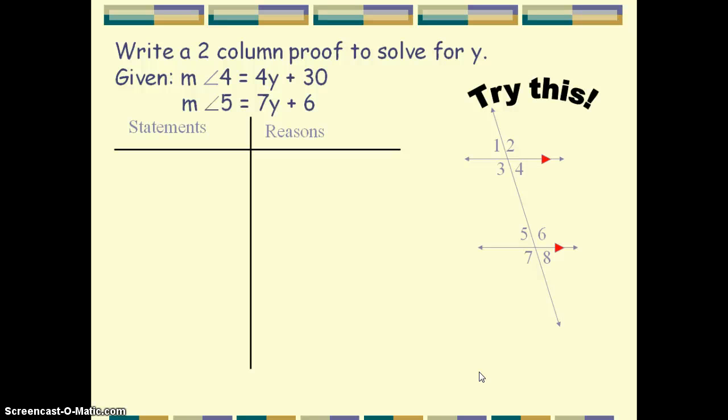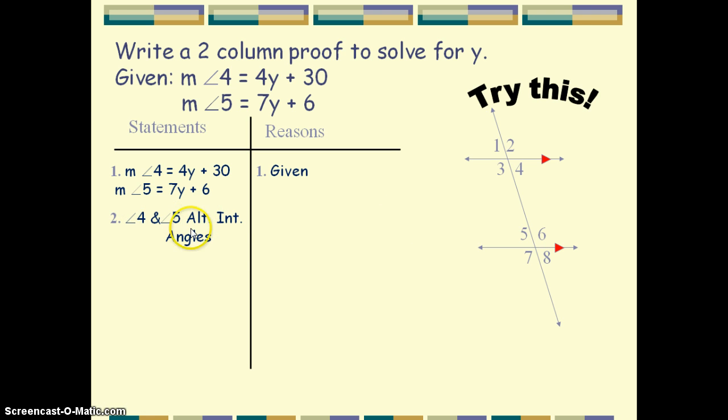All right, time to try a proof. Write a 2-column proof to solve for y. We are given that angle 4 is 4y plus 30 and angle 5 is 7y plus 6. So I'm going to go ahead and fill in my given statement and reason. Whenever we're working with these special angle pairs and parallel lines, you always want to look at what's the relationship between the two angles you're given. So looking at angle 4 and angle 5, what type of special angle pair are these two?